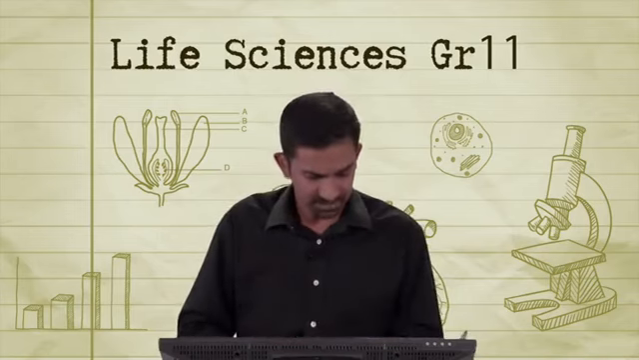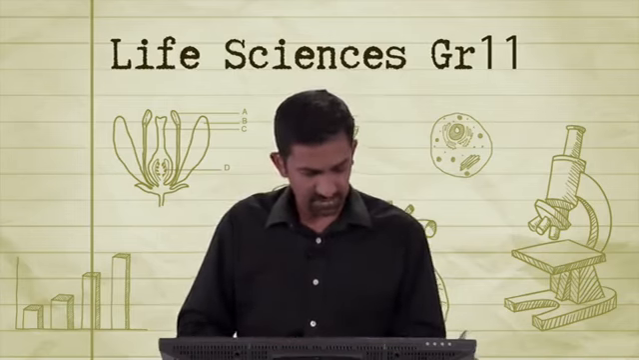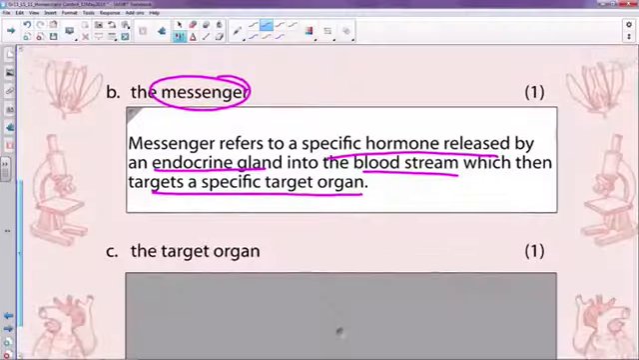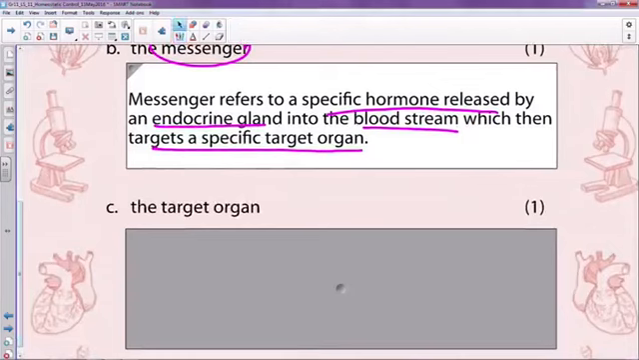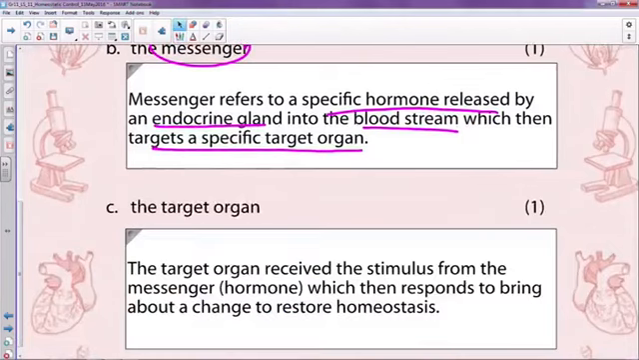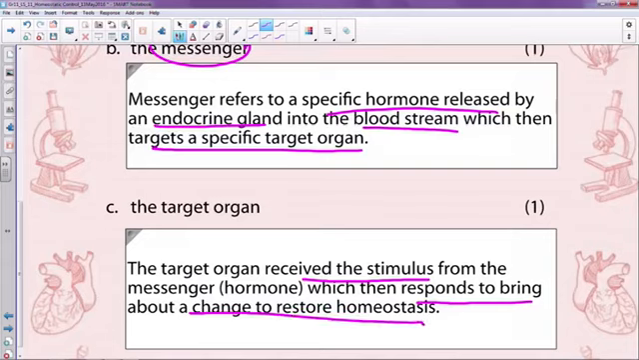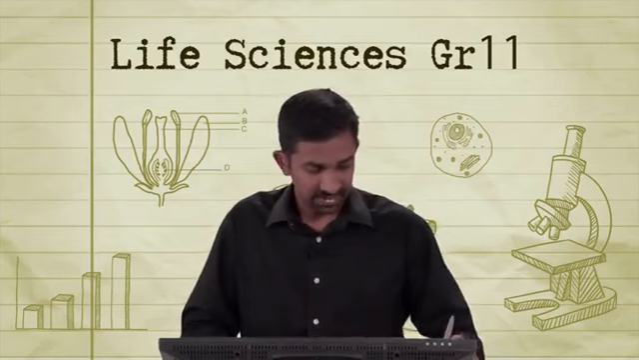And the last bit was, we just need to check the last question on that, and that was, what is the function of the target organ in this case? The target organ will then receive the stimulus from the messenger, which will then respond to bring about a change to restore homeostasis. And essentially what we're seeing is the messenger reaching the target organ, the target organ receiving the stimulus, in this case the hormone, and bringing about a change to maintain homeostasis. Quite an interesting question. Let's get on.